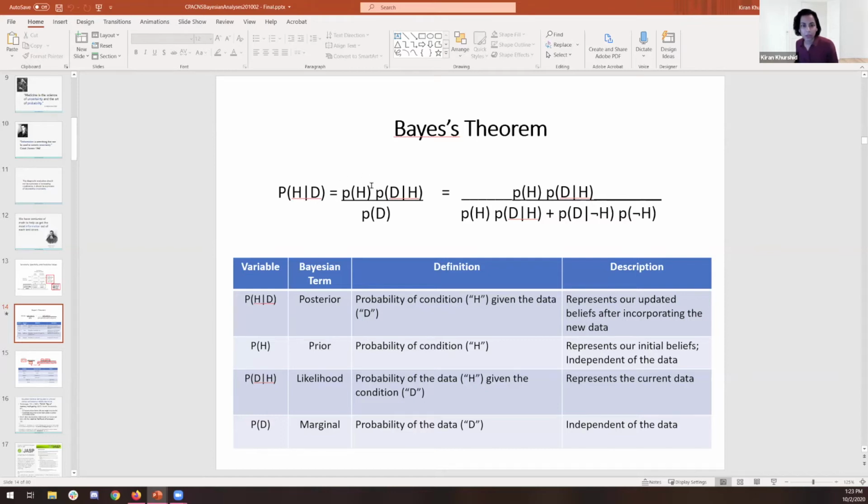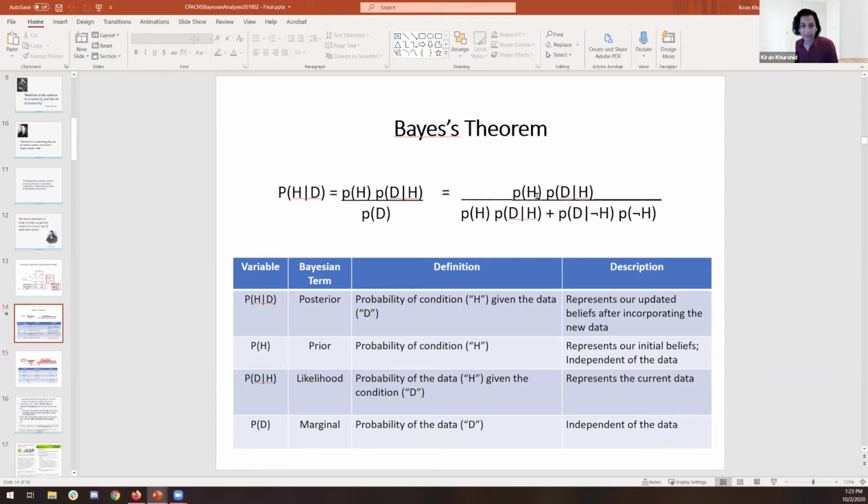We're basing it on the probability of the condition, which is called the prior. And this represents our initial belief about how common we might think this condition is. We also have the likelihood, which is the probability of the data given the condition. That should say D and that should say H. That's a typo there. And then this is the marginal probability. This is the probability of getting the data.